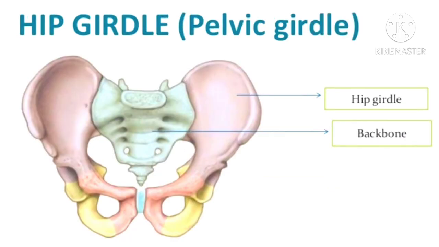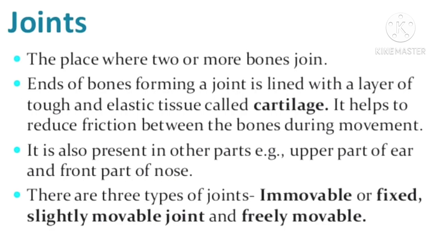The next is the hip girdle, as the name says. Another name is pelvic girdle also. It encloses the portion of our body below the stomach. This is the portion where we sit, and it gives a proper place to our legs and the lower portion of the body, and easily the leg can move.